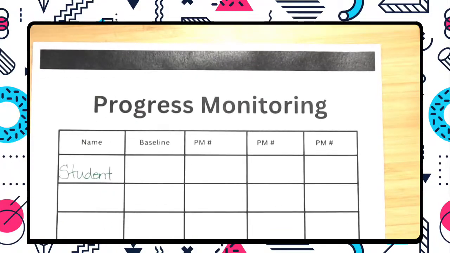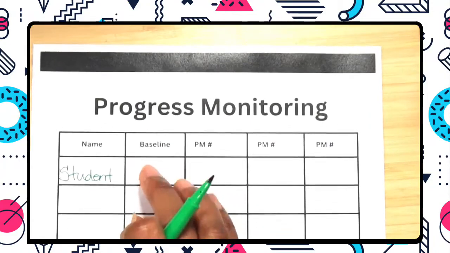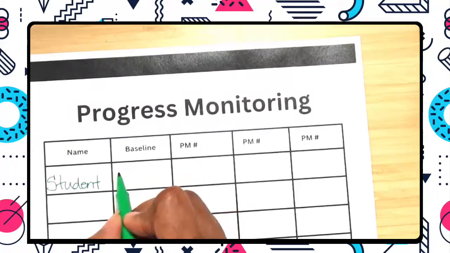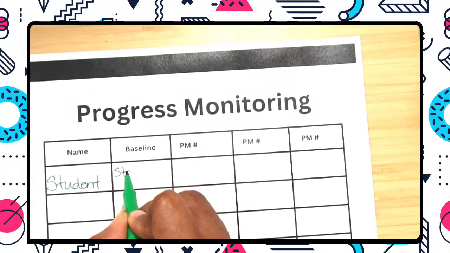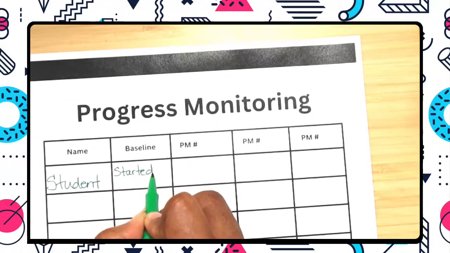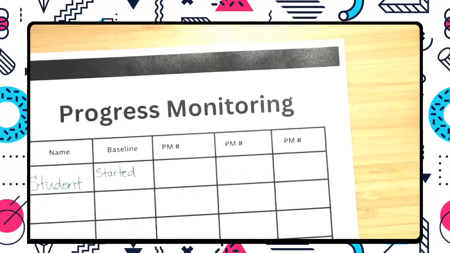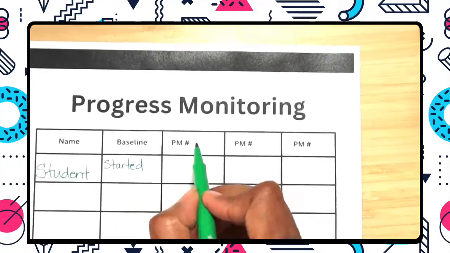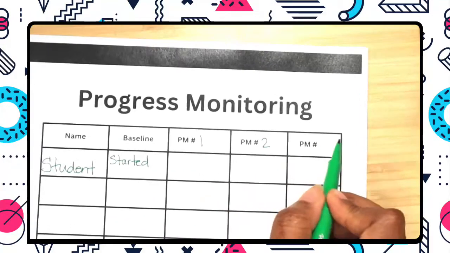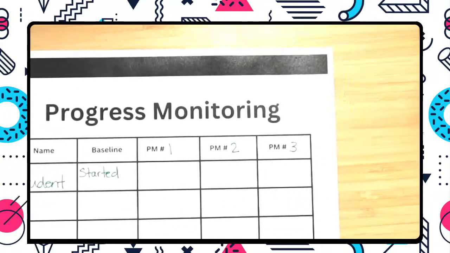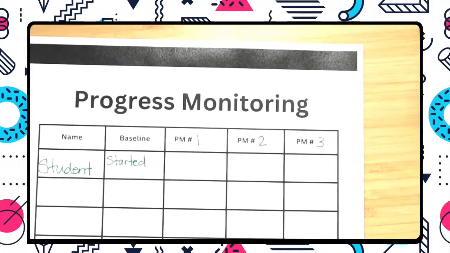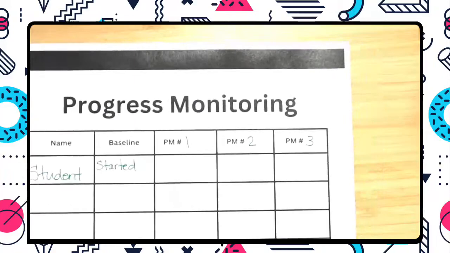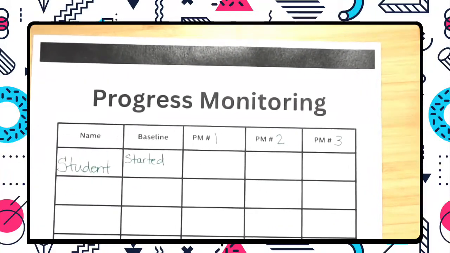And the baseline is, well, where did they start from? So that's the baseline. It's where they started. Then the second part is progress monitoring 1, 2, and 3. So say for instance, and there's no one right or wrong way to progress monitor. It's data that you are using to inform or tell you if that strategy is working.